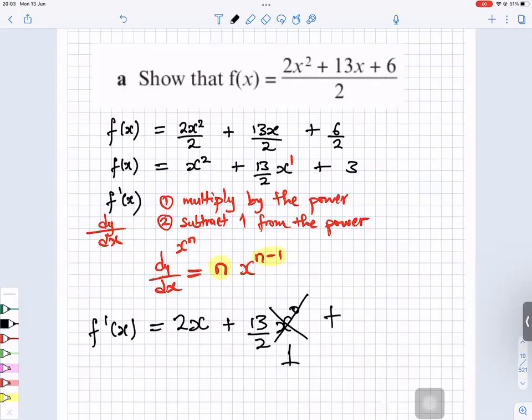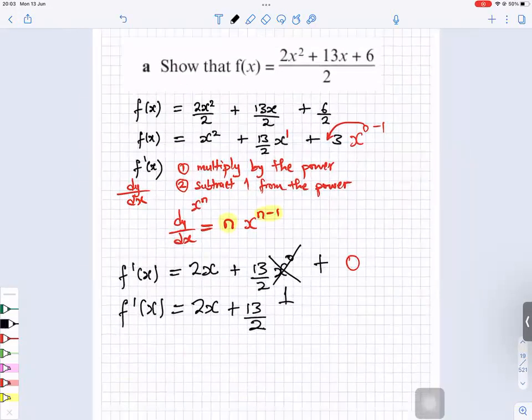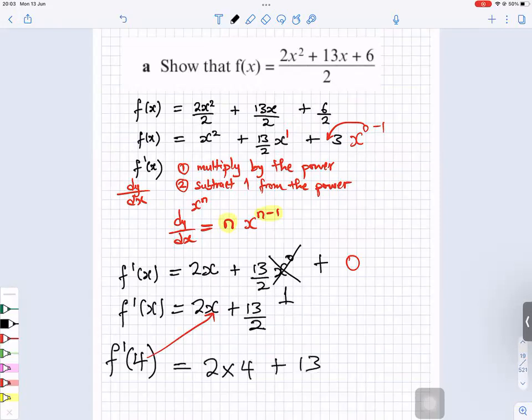Plus this 3 there, the 3 is like x to the power 0 next to it. So we multiply by 0 and minus 1. So that gives us 0. So your answer, f dash of x, is 2x plus 13 over 2. And the question says we should find f dash of 4. That means we take this 4 and replace x there. So that will be 2 times 4 plus 13 over 2.